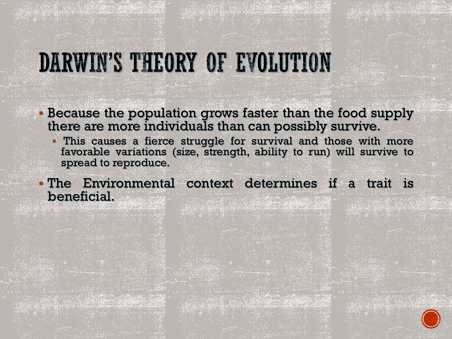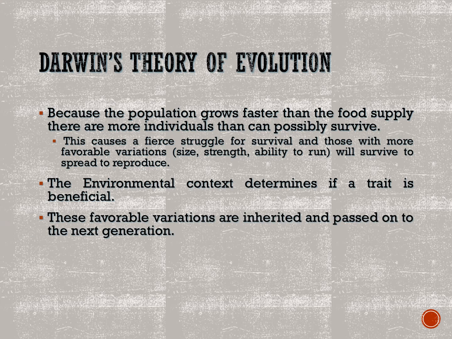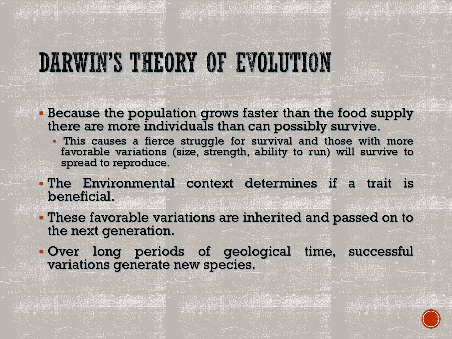Also the amount of body fat. Polar bears that are fatter used to do really, really well. Now polar bears that are thinner do really, really well. So it's the environmental context that determines if a trait's beneficial. And then, of course, these favorable variations are passed on. If you have the trait that lets you survive to breed, you're the one who gets to pass your traits on, right? Over long periods of geological time, these traits are going to generate new species. So this is gradualism, this idea that it's going to take long periods of time for species to change, which is true for some, but not for all.